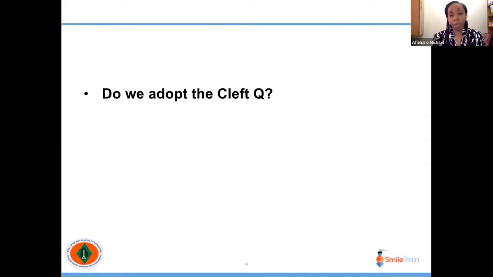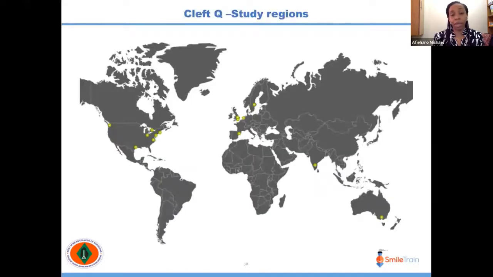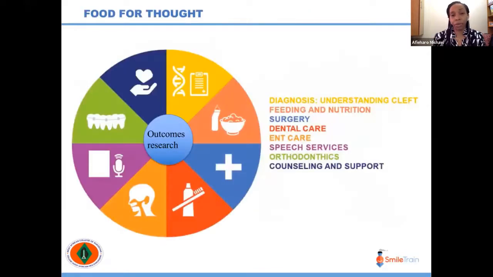Can we adopt the Cleft Q? It's not something we can answer now, but it is a consideration if we were going to look at it and perhaps decide if we can validate it. But the Cleft Q study regions, although they had someone from Kenya, this map of their study regions doesn't give any highlight. The green highlights are the study regions in Africa, so we may need to do some validation.